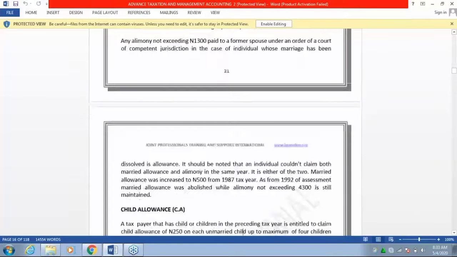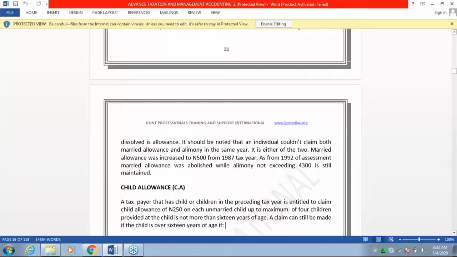It should be noted that an individual couldn't claim both married allowance and alimony in the same year, because it is either of the two. Married allowance was increased to 500 from 1987 tax year. As from the 1992 year of assessment, the married allowance was abolished, while alimony not exceeding 4,300 is still maintained.